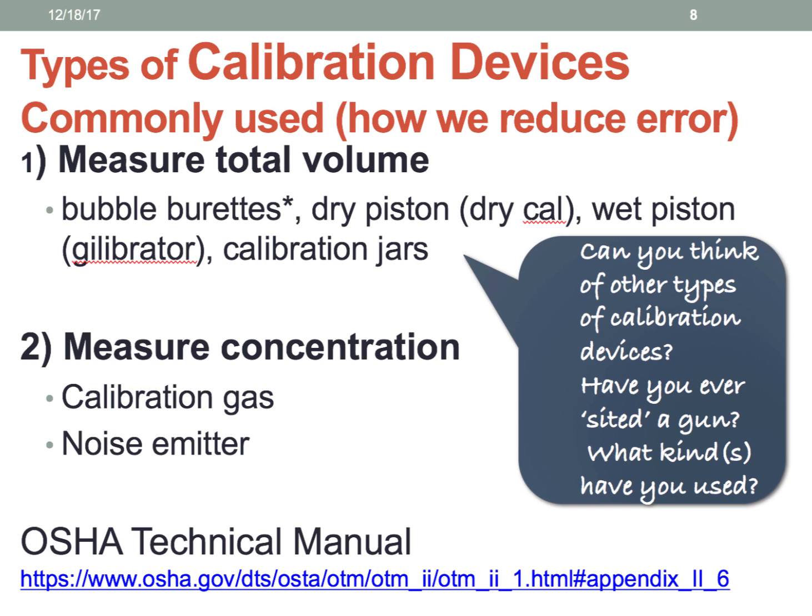And you can check the link out for the OSHA technical manual, and it describes proper calibration techniques, which we will use here in this class. Bubble burettes are also now considered secondary standards, although some people still use them as primary standards. So for measured concentrations, we have our calibration gas or our noise emitters.